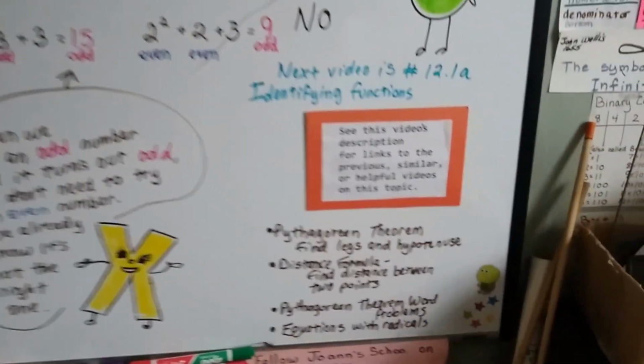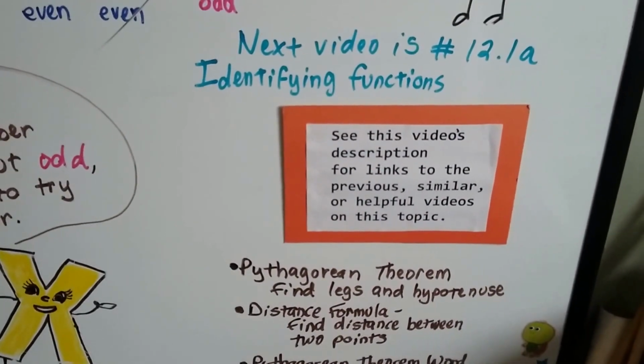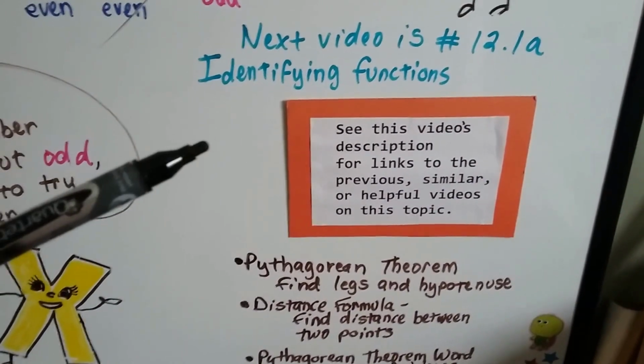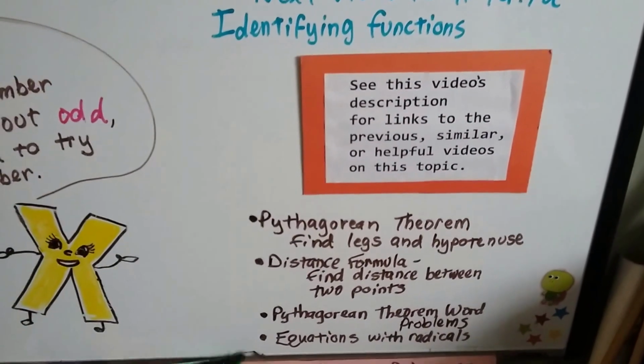Our next video is 12.1a. We're finished with Chapter 11. We've only got to do Chapter 12 and Chapter 13, and we're done with Algebra 1. This next chapter is about functions. And we'll talk about identifying functions.